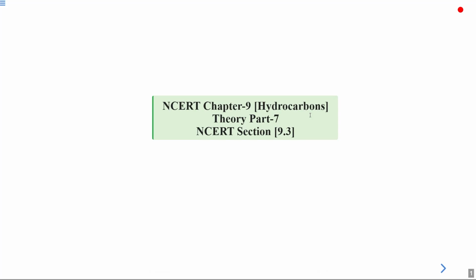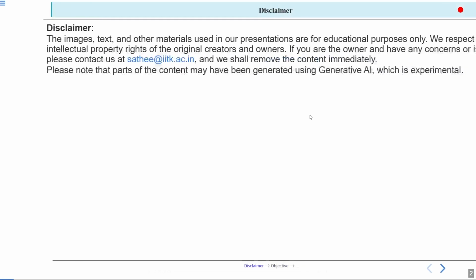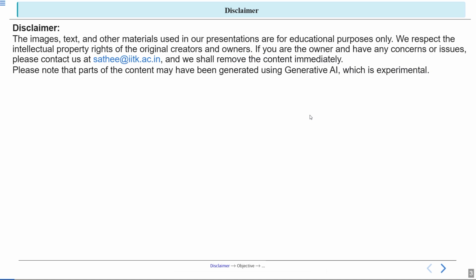Hello students, so let's explore chapter number 9, hydrocarbon. So this is our theory part 7 and today we are going to cover section number 9.3 of the NCERT. This is the disclaimer.